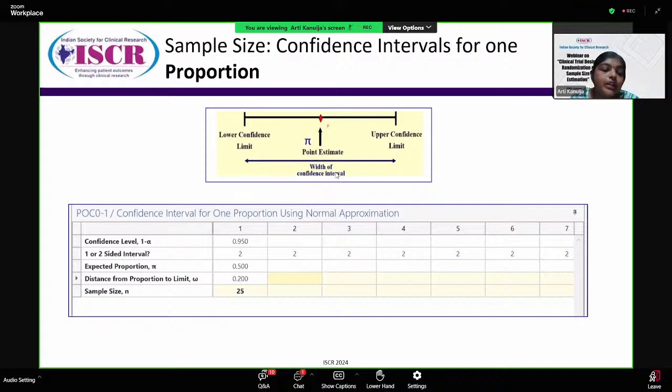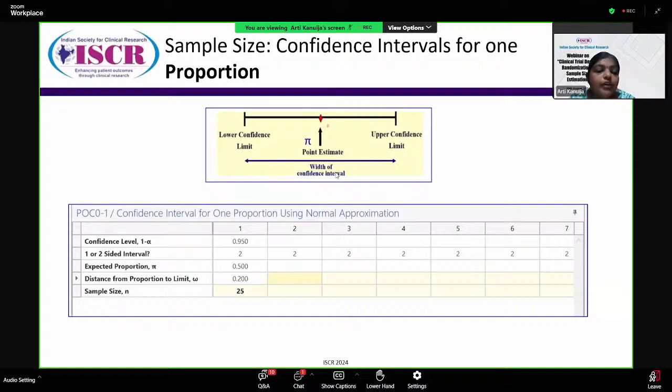The snapshot below is from nQuery Advisor. Again, this is a paid software. Although you can use the formulas, this is much faster. You can see that the sample size I estimated is 25. There could be a rounding error, maybe in terms of the confidence interval, the proportions we are presenting, or one-sided versus two-sided tests.